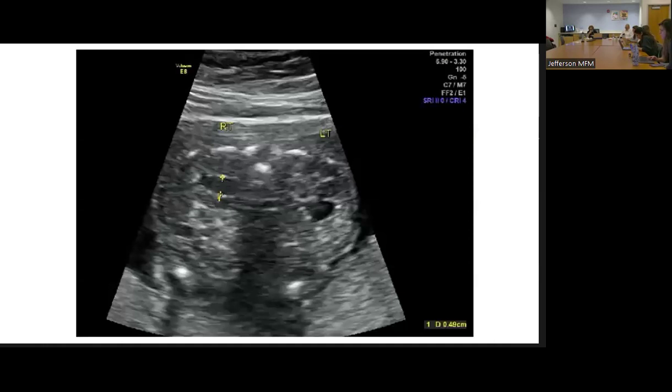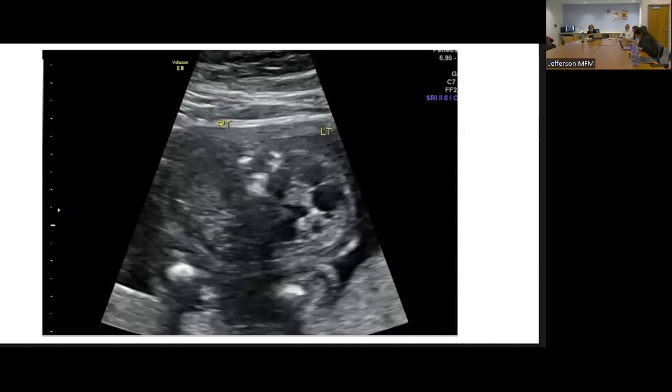As we're going through the anatomy, this is the first thing we see when we go to a transverse view of the fetal abdomen to evaluate the kidneys. We see right-sided pyelectasis. And then this is the left kidney. As you can tell, it has a very multicystic appearance to it.